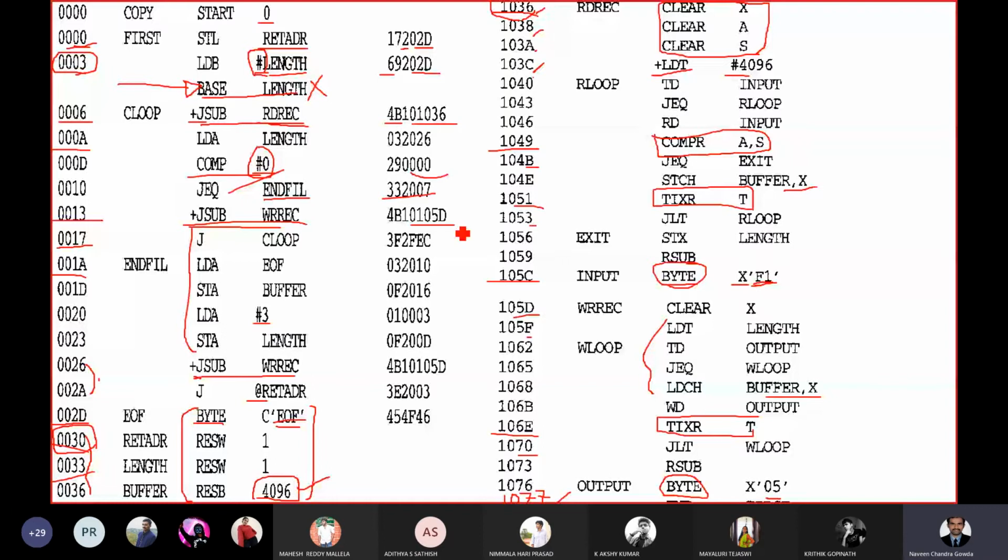Here also, if you take up J C loop, as usual, when you find out the displacement, C loop is what? The address of C loop is 006, and the PC is 001A. When you subtract 6 minus 1A, definitely you will get a negative address. But how to represent a negative address, my dear students? How to represent negative numbers? Yes, how to represent negative addresses?